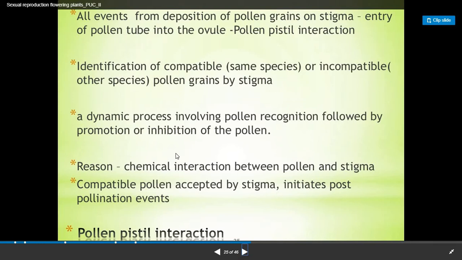The reason behind this is a chemical interaction, a chemical conversation between the pollen and the stigma surface. So the compatible pollen are accepted by the stigma, which initiates the post-pollination events.